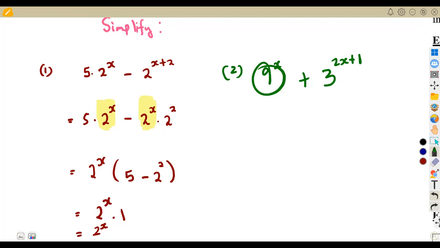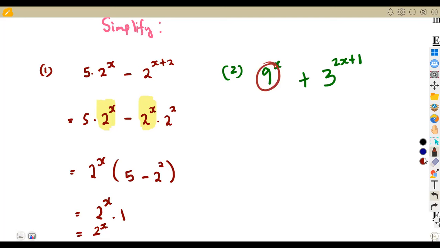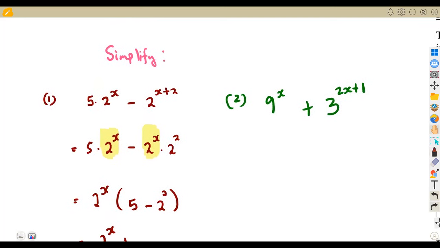So what you do in that case, you have to write your numbers in simplest form. There's nothing that I can do to 3. 3 is already in simplest form. 3 is a prime number. It's only divisible by 1 and itself. But 9 is not in simplest form. So I'm supposed to simplify this 9 as a number in simplest form, that is as a product of its prime factors.